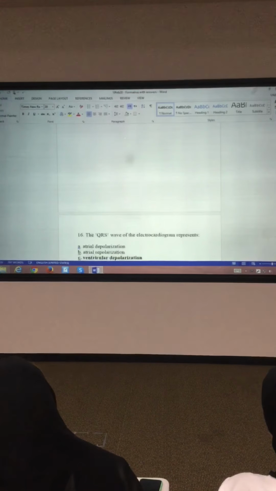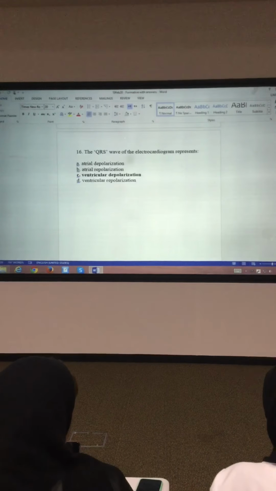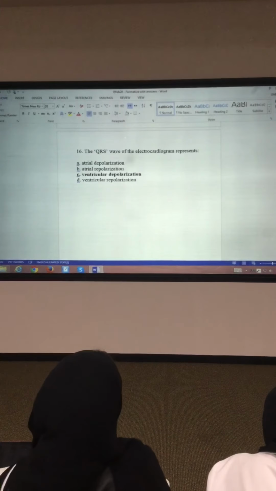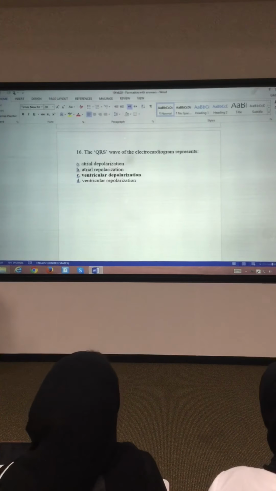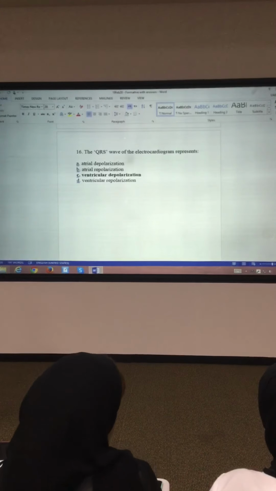16. The QRS, ventricular depolarization. Yeah. Again, it's very difficult to imagine a 5th option, isn't it? What would you put as a distractor there? It's difficult to come up with another sensible distractor, if you like.